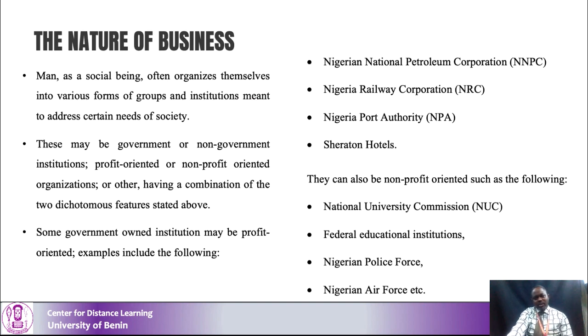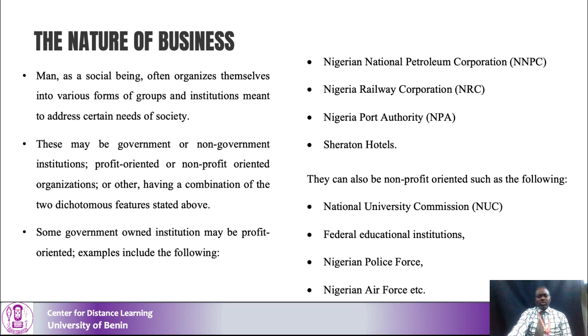Man, as a social being, often organizes themselves into various groups, and institutions meant to address these needs that we talked about. Government and non-governmental institutions, profit or non-profit oriented organizations, also have different things that they do in order to ensure that there is satisfaction within the business environment.